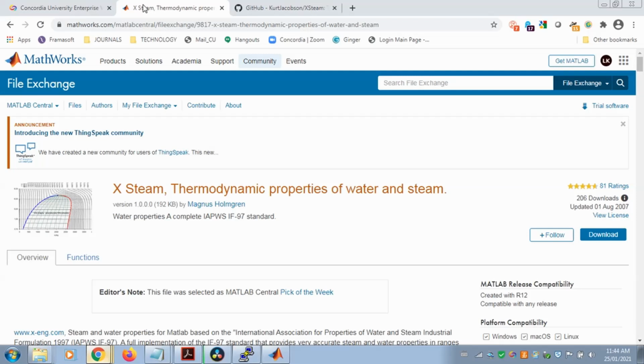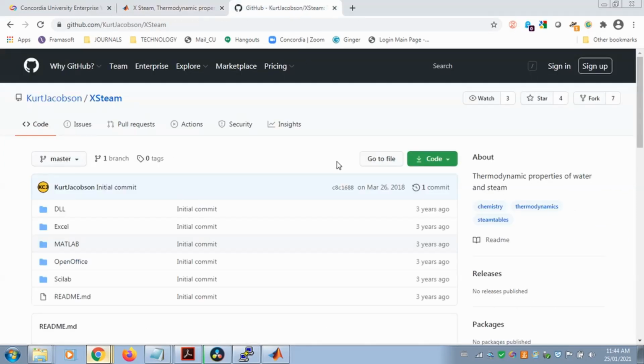In order to get the Xtheme function, you have two options. The first one is you go to MathWorks and you directly download the Xtheme function. The second option is that you go to GitHub, and here you have different other options to get it for Excel file, MATLAB, OpenOffice here, and Scilab. Scilab is, if you want, an open source version of MATLAB, or similar to MATLAB.